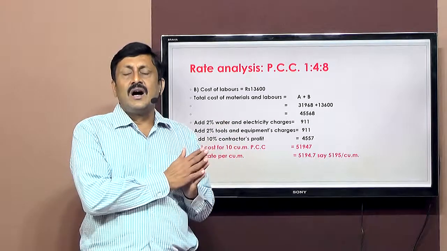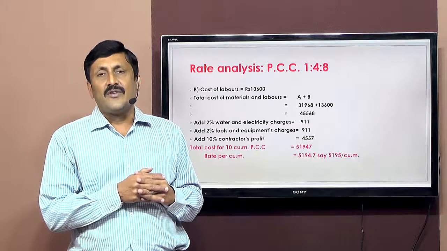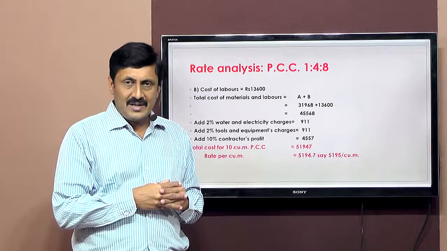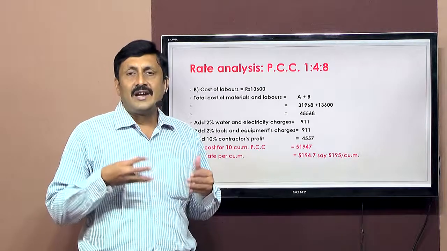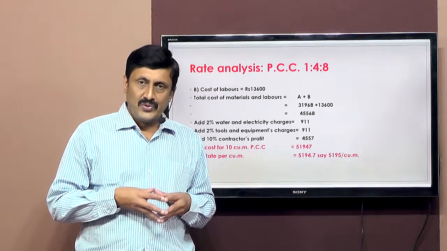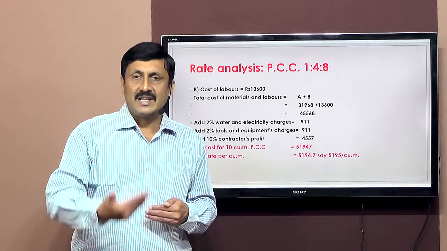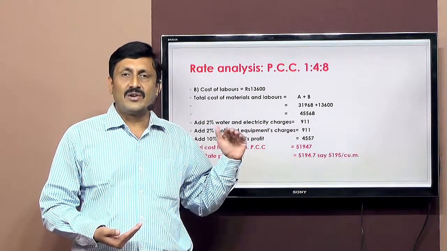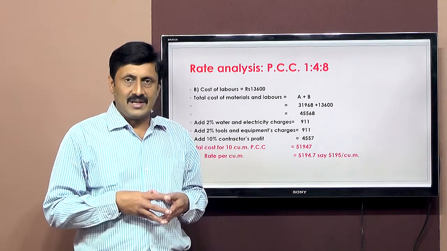So we discussed rate analysis. We studied the rate analysis of PCC in foundation, that is 1:4:8. In the next lecture we'll see the rate analysis for RCC 1:2:4, that we'll study in the next lecture. By now you will have understood how to calculate the quantity of ingredients of concrete and then the cost of PCC. On the same track we'll proceed further with RCC. Thank you so much.